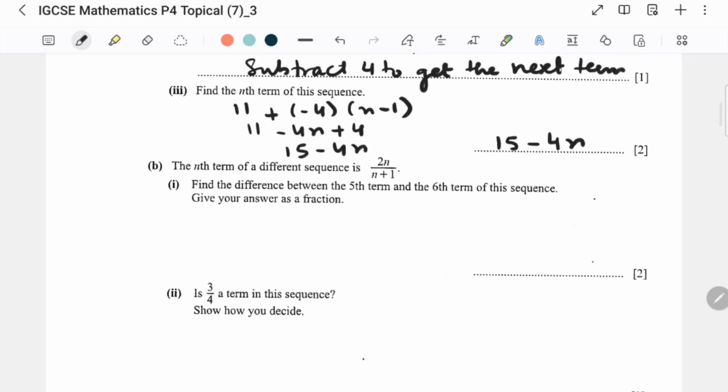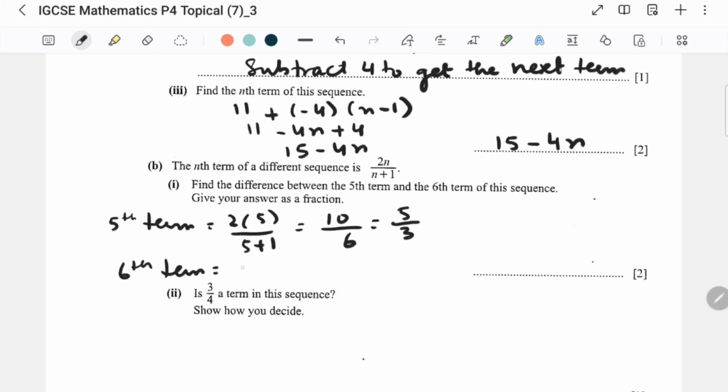The nth term of a different sequence is 2n upon n plus 1. Find the difference between the fifth and the sixth term in this sequence. For the fifth term, 2 times 5 upon 5 plus 1, 10 upon 6, and that is equal to 5 over 3. The sixth term is equal to 2 times 6 upon 6 plus 1, that is equal to 12 upon 7.